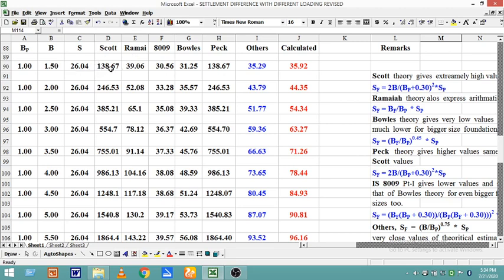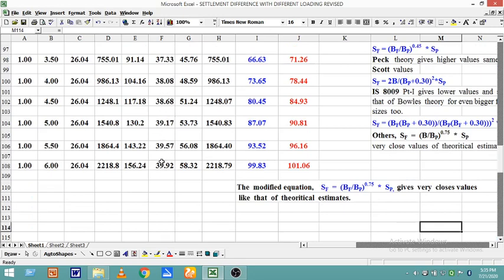Accordingly, I got: Scott equation 138.67, Ramaya 39.06, IS 8009 30.56, Bowles 31.29, Peck 138.67, and others. After all the calculation, I need a value very close to what we calculated as per compression index, void ratio, foundation size, significant depth, overburden pressure and pressure intensity as per Terzaghi's theory. With that equation it is 35.92, and using another equation it is 35.29. See, IS 8009 is giving a very low value.